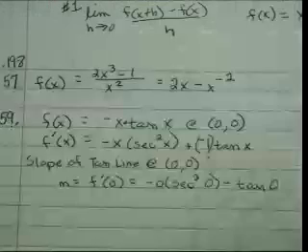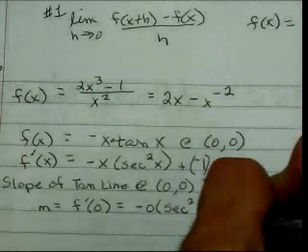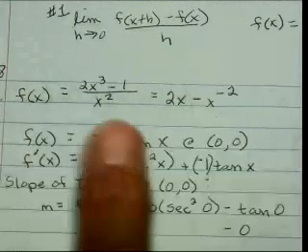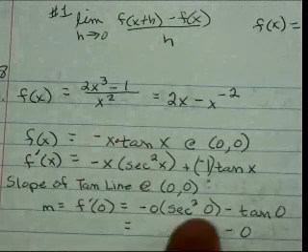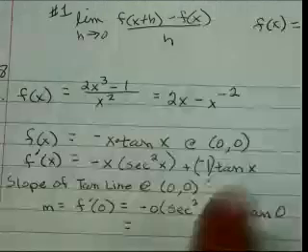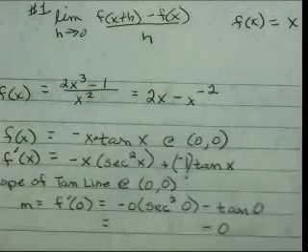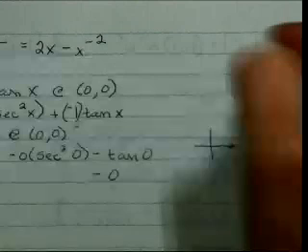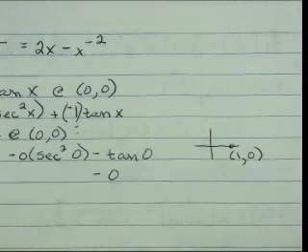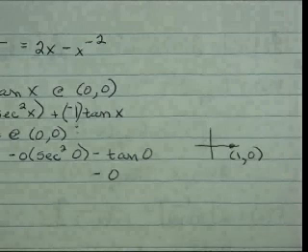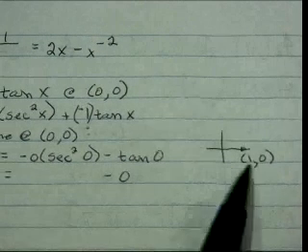I know that tangent 0 is 0. I just need to make sure that secant squared is defined at 0. This whole thing's not going to be 0 if that's not defined. So I'm thinking about 0 radians on the unit circle. The point is (1, 0). Secant's the reciprocal of what? Cosine, and cosine is which coordinate? The x. So the reciprocal of the x here is 1.